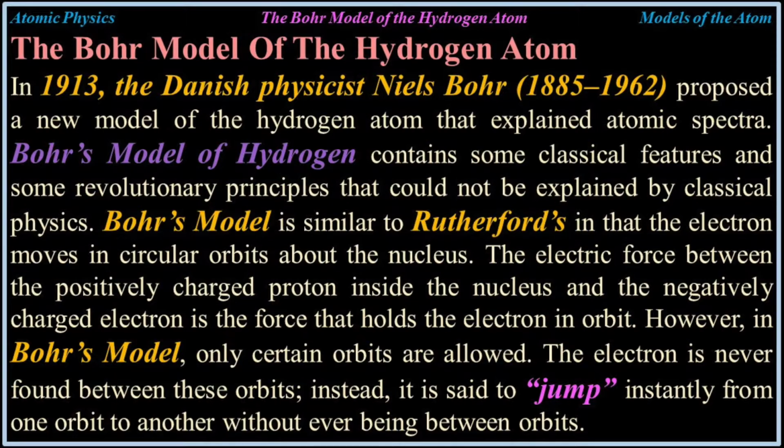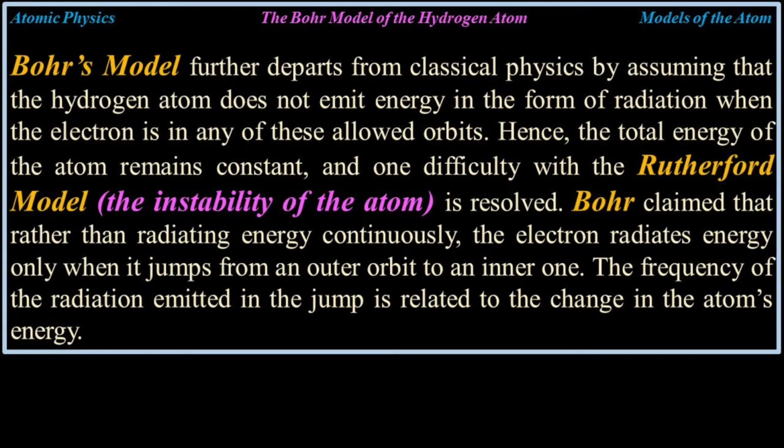However, in Bohr's model, only certain orbits are allowed. The electron is never found between these orbits. Instead, it is said to jump instantly from one orbit to another without ever being between orbits. Bohr's model further departs from classical physics by assuming that the hydrogen atom does not emit energy in the form of radiation when the electron is in any of these allowed orbits. Hence, the total energy of the atom remains constant.